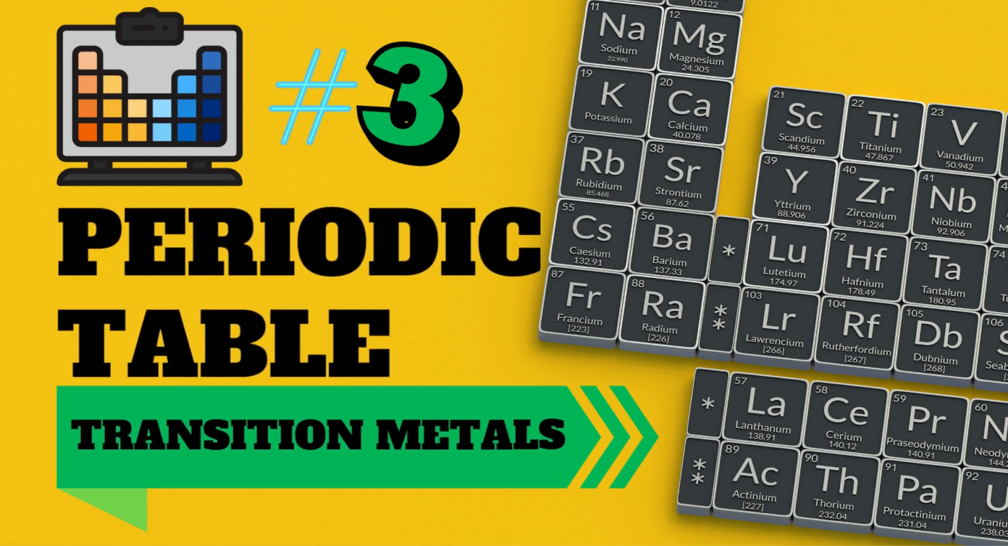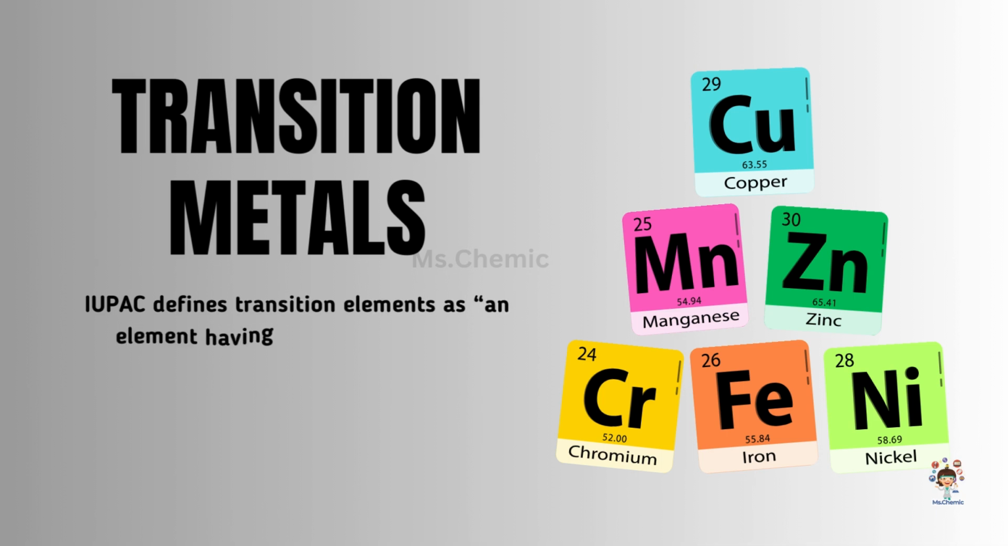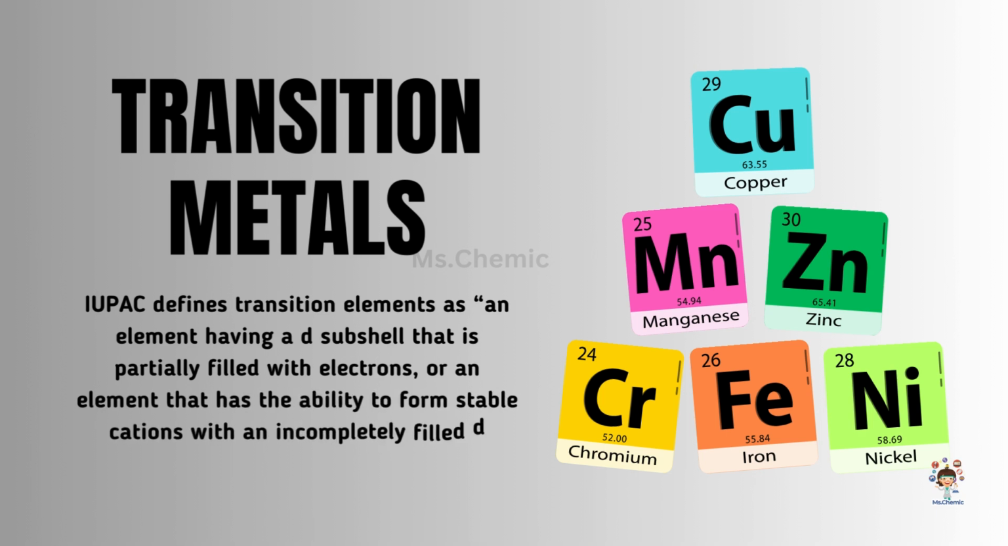Transition metals in the periodic table. IUPAC defines transition elements as an element having a d subshell that is partially filled with electrons, or an element that has the ability to form stable cations with an incompletely filled d orbital.